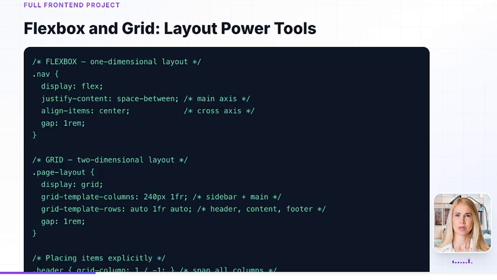Flexbox is your go-to for aligning items along a single axis, perfect for nav bars, button groups, and centering content. Grid shines when you need full two-dimensional control over rows and columns simultaneously, like building a full-page layout. Use them together: Grid for the macro layout, Flexbox for the components inside it.